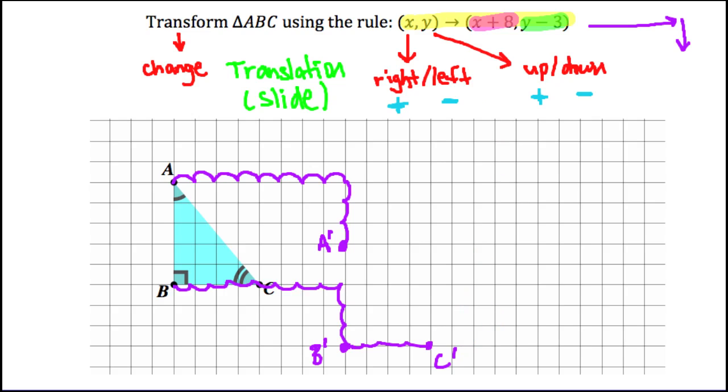Let's quickly draw that in. I'm drawing this by hand, so it'll be a little bit messier than normal. So there's my AB line, and then there's my BC line. Here is my new triangle, triangle A prime, B prime, C prime, and it's been moved according to this translation rule.